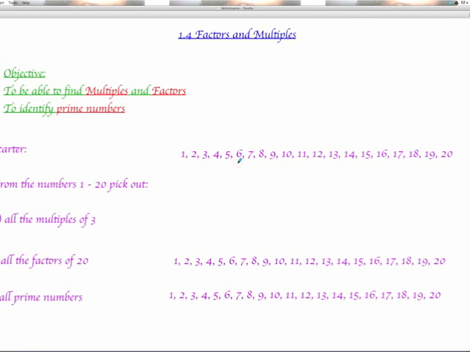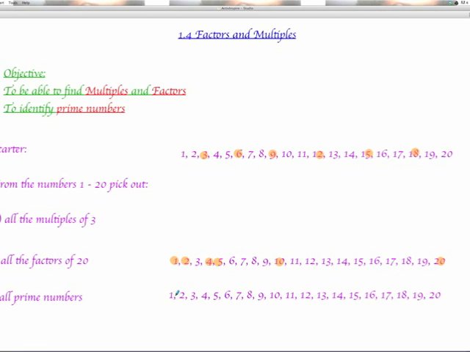of 3. Okay, so all the multiples of 3 are just your 3 times table, so that's 3, 6, 9, 12, 15, 18. All of the factors of 20, a factor are just the numbers which can divide 20 exactly. Okay, so 20 can be divided by 1, it can be divided by 2, 4, 5, 10 and 20. Okay, don't forget 20 and 1, they are also factors of 20.